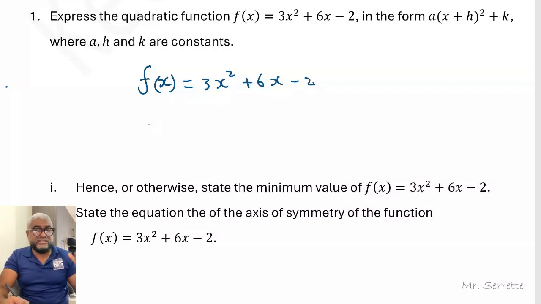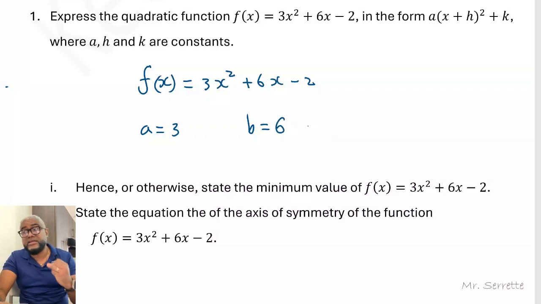Let's state the obvious for these things here. What is the value of a? If it's ax squared, what do you think a would be? 3. Excellent. Plus bx, what do you think b will be equal to? This is not hard, it's just that you had to look in here. And c, what would be the value of c? Not 2, -2. Excellent.